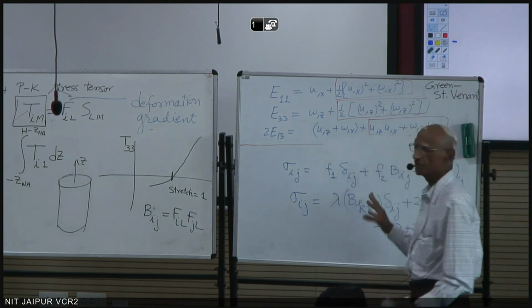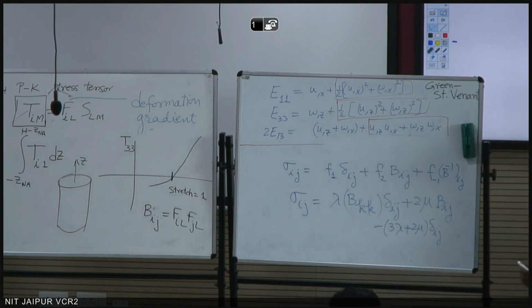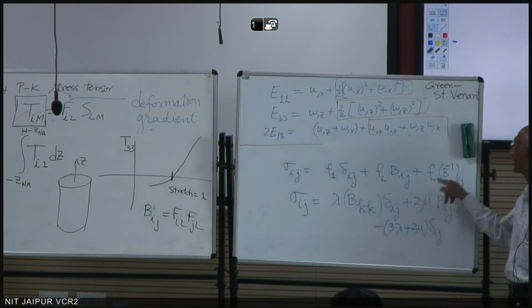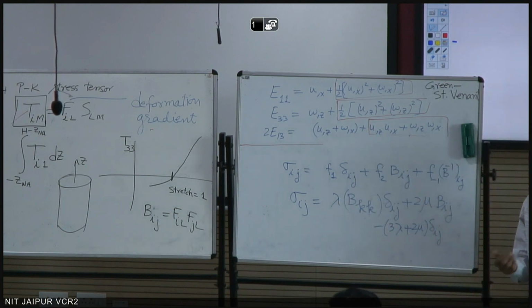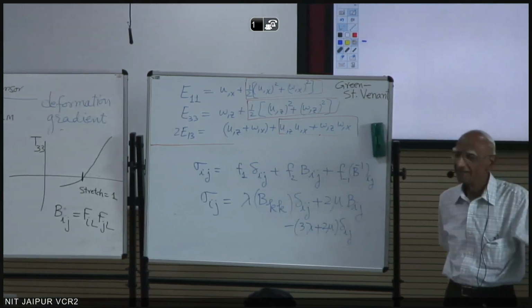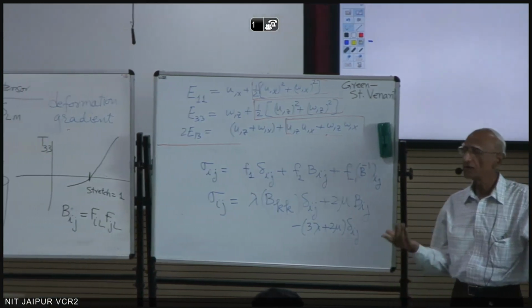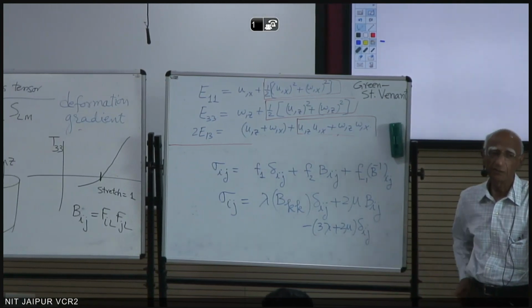F1, F2 are constants. It's notation. So in the most general case they are actually functions of invariants, but that will take us into a different direction. B inverse is the inverse of the matrix, right? Yeah, so that's the inverse of a matrix.